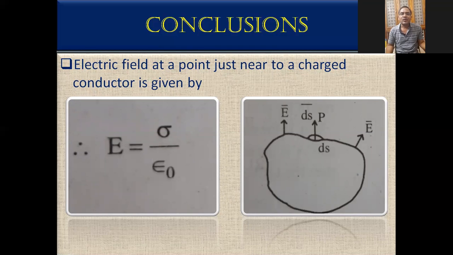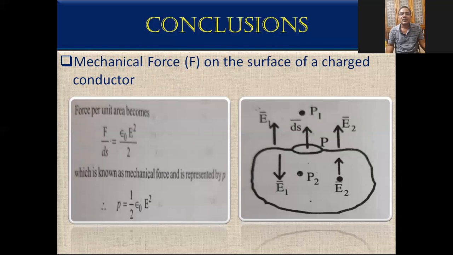After that, for the electric field at a point just near a charged conductor, we derived the expression E equals sigma by epsilon naught. After that, the mechanical force acting on the surface of a charged conductor, that is F by dS, is equal to half epsilon naught E square, or sigma square by 2 epsilon naught. This is called the outward pressure acting on the charged conductor.